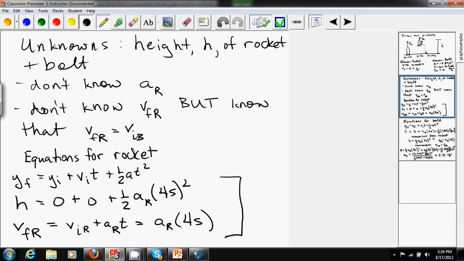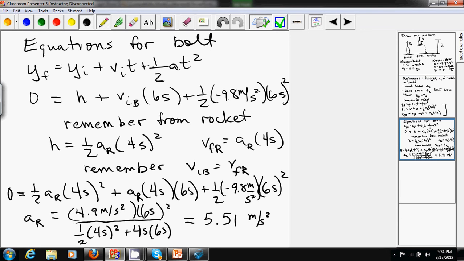Now let's look at our bolt. Yet again, I'm going to use that standard kinematics equation for my bolt: y final equals y initial plus vt plus 1/2 at squared. I know the final position is 0. I'm calling the initial position h. Here's my initial velocity of the bolt when it just detaches from that rocket. My time is 6 seconds. And then my acceleration is acceleration due to gravity, and there's my time again, 6 seconds. So this is my equation for my bolt.